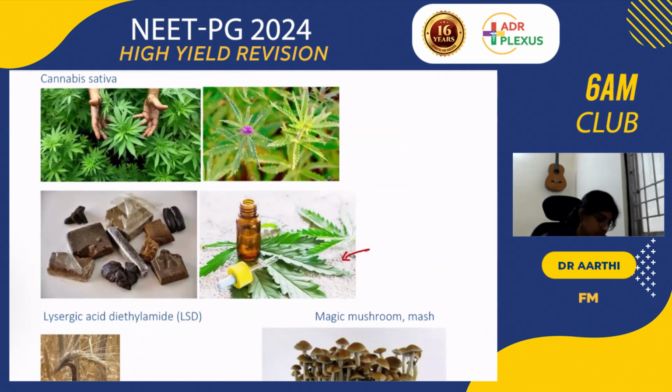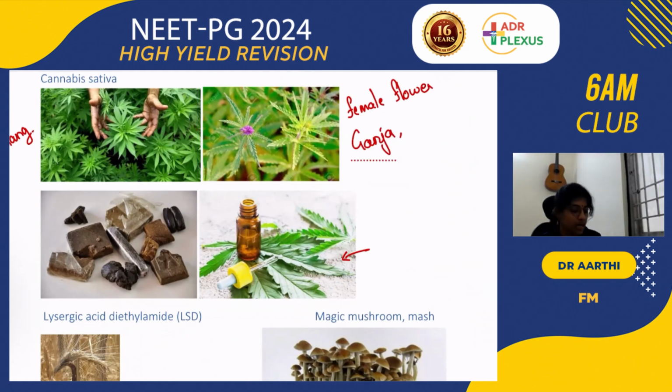Now cannabis, if it's only the leaf we are talking about, it's bhang. The female flowering top is the one that is called ganja. You call it ganja, marijuana, right? Then the resin is called charas, and the oil that is extracted is the hashish oil.